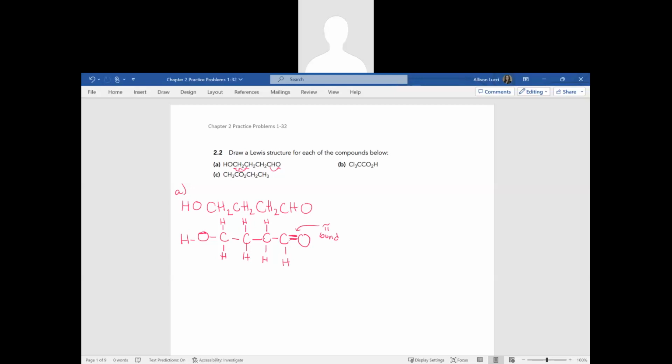And we also want to add 2 lone pairs of electrons on this oxygen. And then this oxygen over here on the left already has the 2 bonds, so we just need to add 2 lone pairs of electrons. So this is our Lewis structure for compound A.